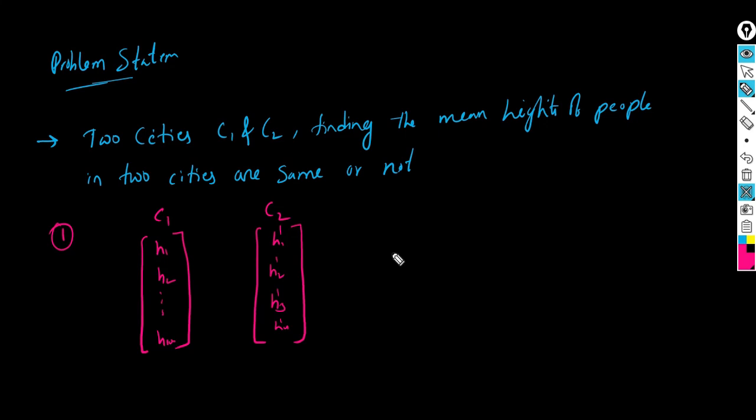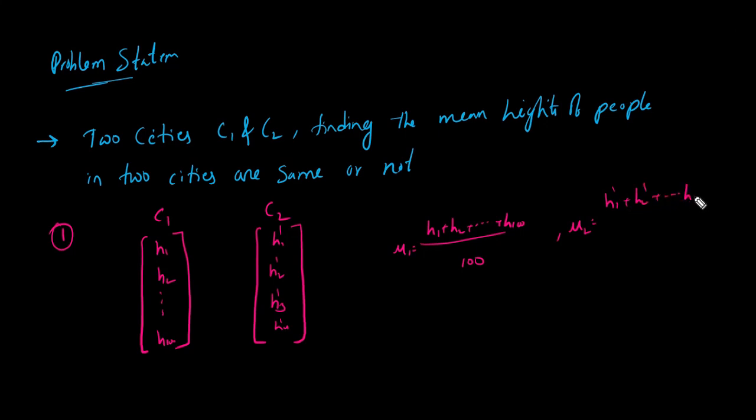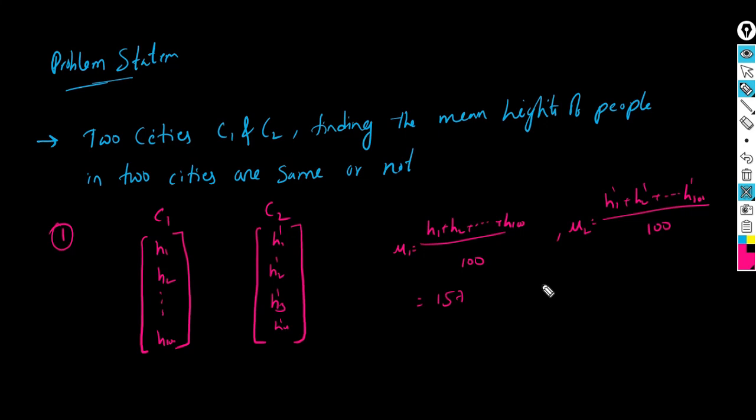Now we will find the mean heights of the people in these two cities. Mu1 is the mean height of the people in city C1, which is (H1 + H2 + ... + H100) / 100. Similarly, mu2 is the mean height of the people in city 2, which is (H1' + H2' + ... + H100') / 100. Suppose we consider 157 as the mean height of the people in city C1, and for the second city we consider 152.